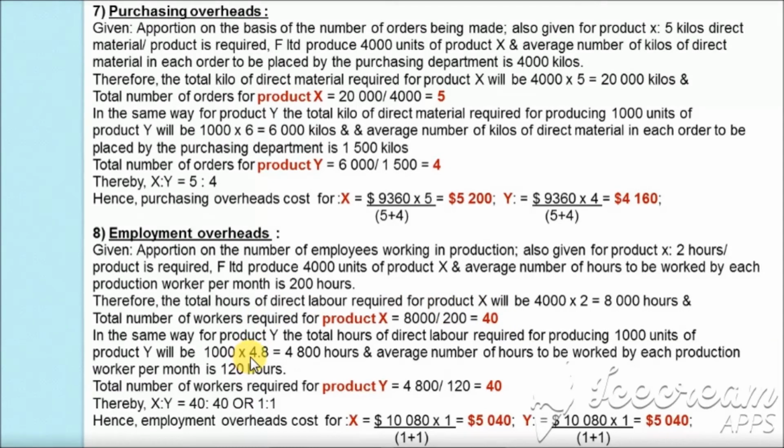For Y, if we do it in the same way, the total number of direct labor hours required will be 4,800 hours, and each employee is working only 120 hours per month on average. So the total number of employees required for Y will be 4,800 divided by 120, which will be 40. Now we are going to apportion the employment overhead between X and Y in the ratio of 40:40. If we simplify it, it will be 1:1. The employment overhead cost for X will be 10,080 times 1 by 2. For Y, it will be $10,080 times 1 by 2.